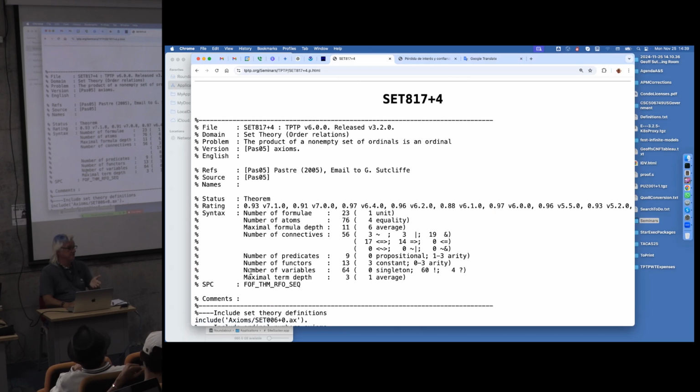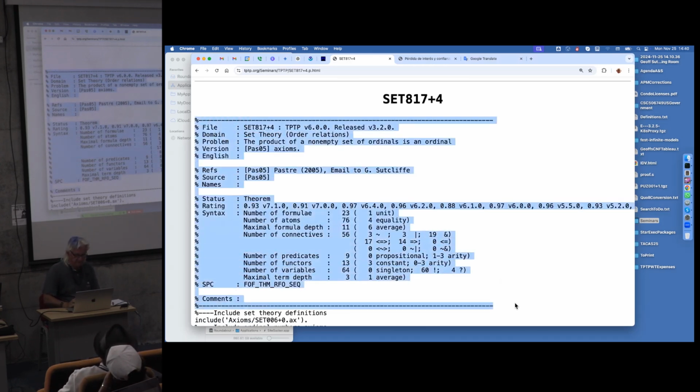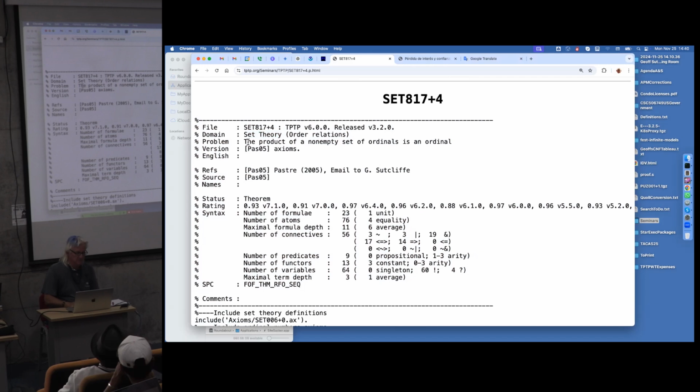Here's an example of a test problem. This is just one example. This problem is a test problem in set theory. Everybody knows set theory. Everything with the percent sign, this is all comment. It's not for the computer, just to help us understand what's going on in the problem. And this problem says, the product of a non-empty set of ordinals is an ordinal. All right, so I don't even know what that means, but whatever. It tells me, yep, this is definitely true. It is a theorem.